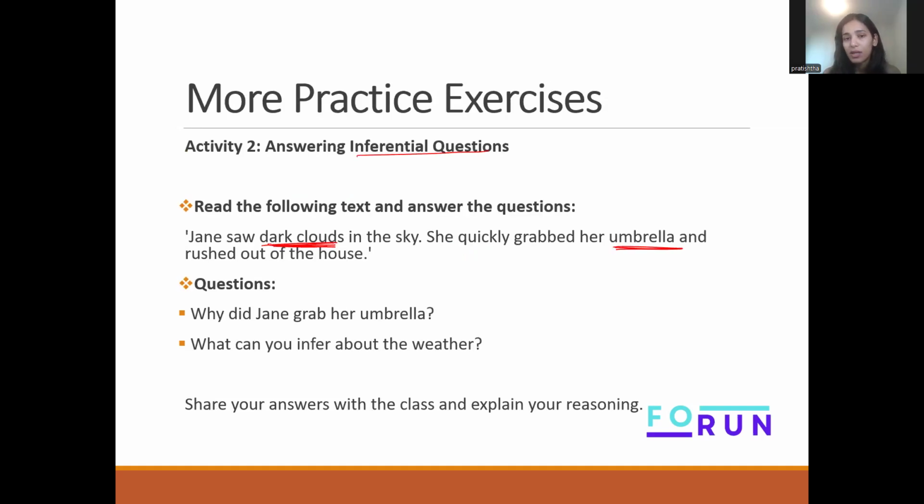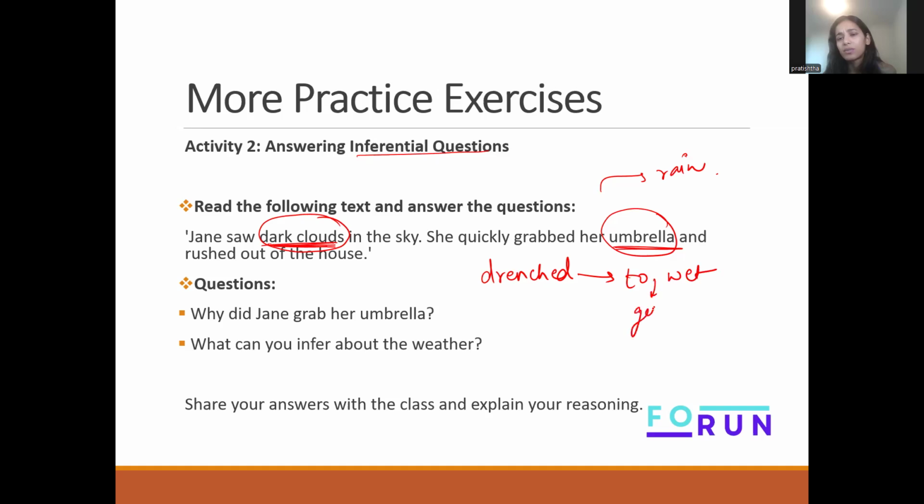Answers are there as it is. Here it is infer. What can you infer? What can you guess from these words, dark clouds and umbrella? You can guess that it's probably going to rain. So why did Jane grab her umbrella? Because she wanted to probably go out as it was about to rain, right? So she did not want to get drenched in the rain, right? Now, here is a new word, drenched, for you. Drenched means to get wet in the rain, right?